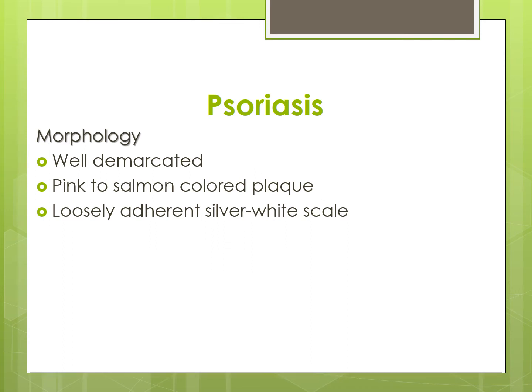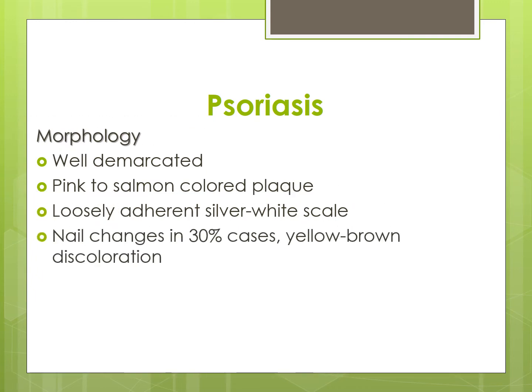Nail changes can occur in about 30% of the cases and result in yellowish brown discoloration of the nails. And onycholysis is another important term. One mark question can be asked in the OSP. In onycholysis, there is separation of the nail plate from the underlying bed. Regarding the Auspitz sign, I have informed you already that when we try to remove that loosely adherent silver white scale, it will result in the minute bleeding points.